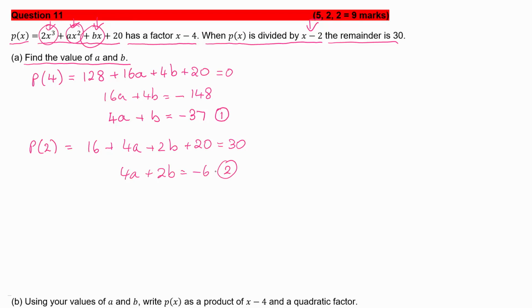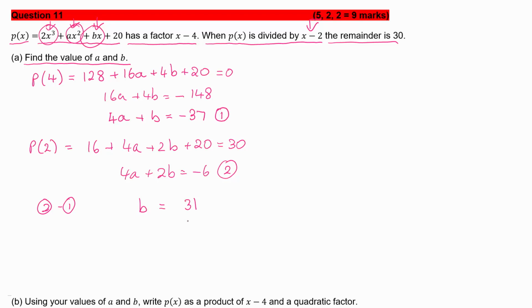I've got 4 a's in both of these equations. So if I do equation 2 subtract 1, we get 4a take away 4a is no a's. 2b take away b is a single b. Negative 6 add 37, because it's take away negative 37, is going to be, sorry, positive 31. So it's negative 6 add 37.